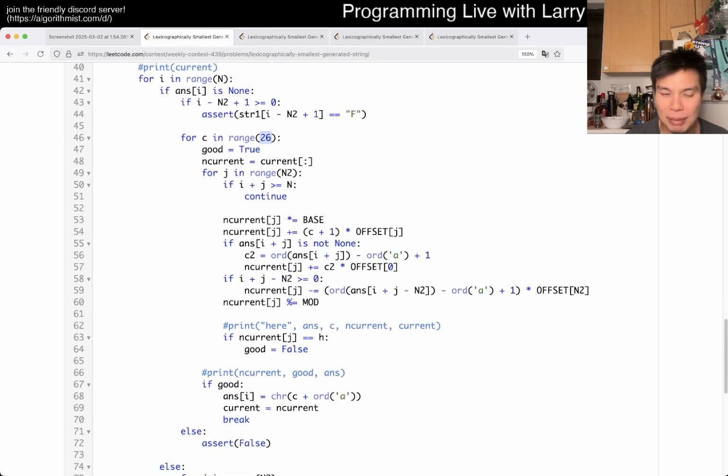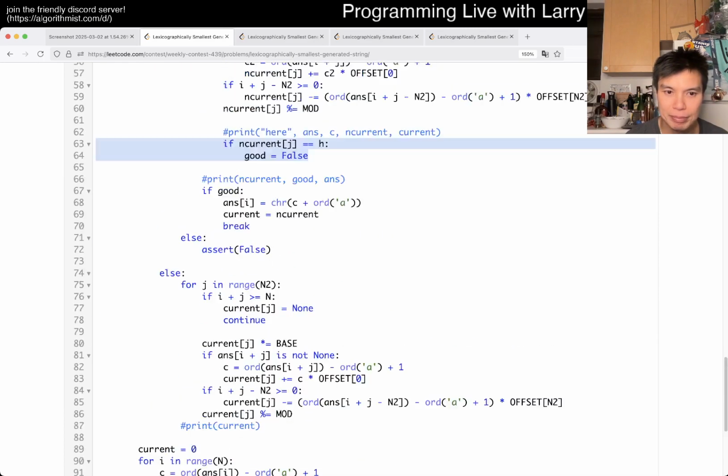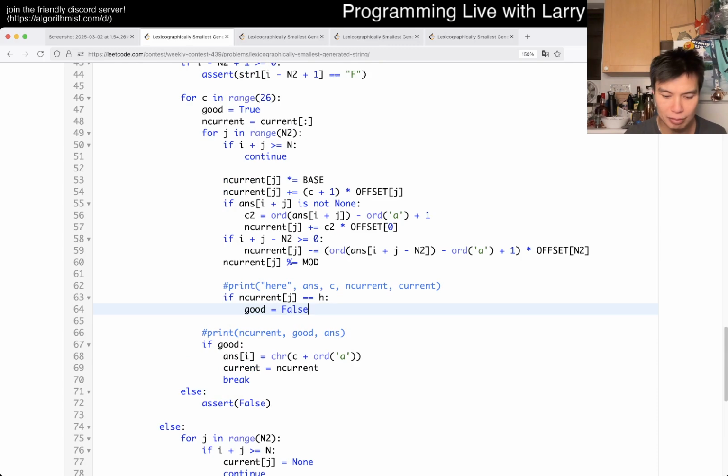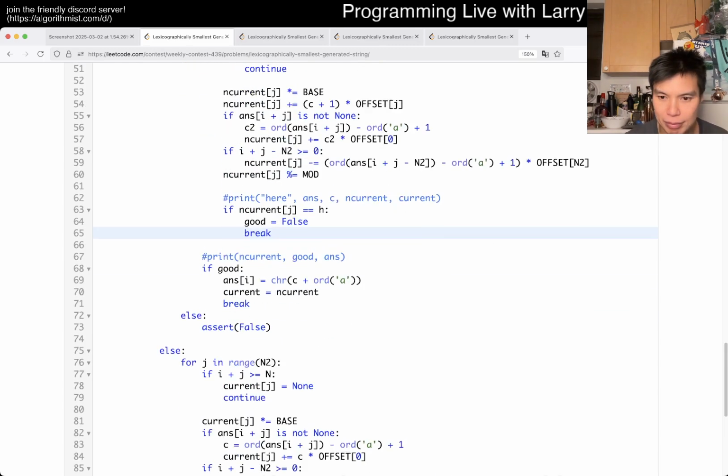But yeah, it just calculates all the hashes, and then just tries to figure out if all the hashes are good. If it's not good, then we keep going, right? That's really the idea. And we can actually break here. I don't know why I don't.